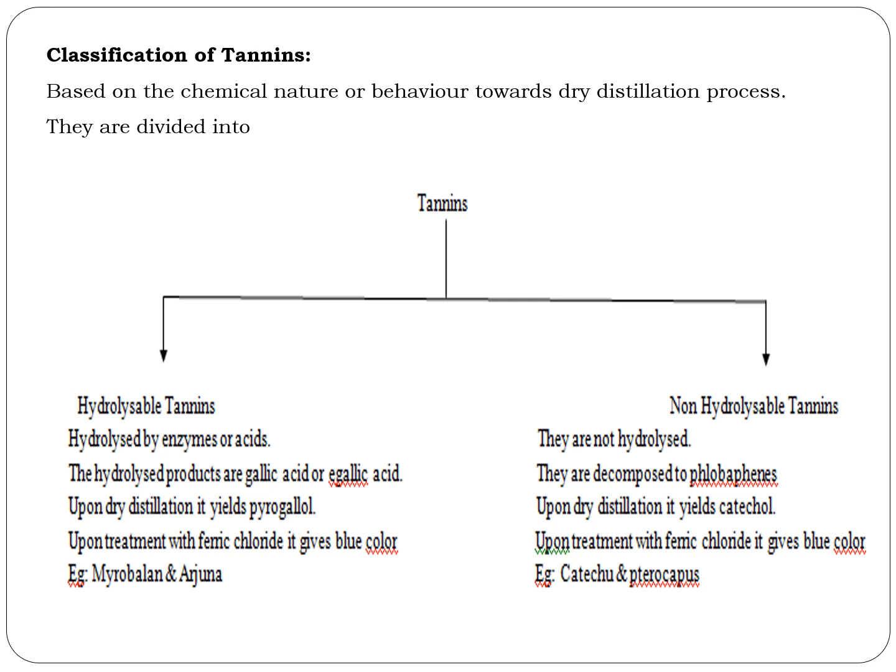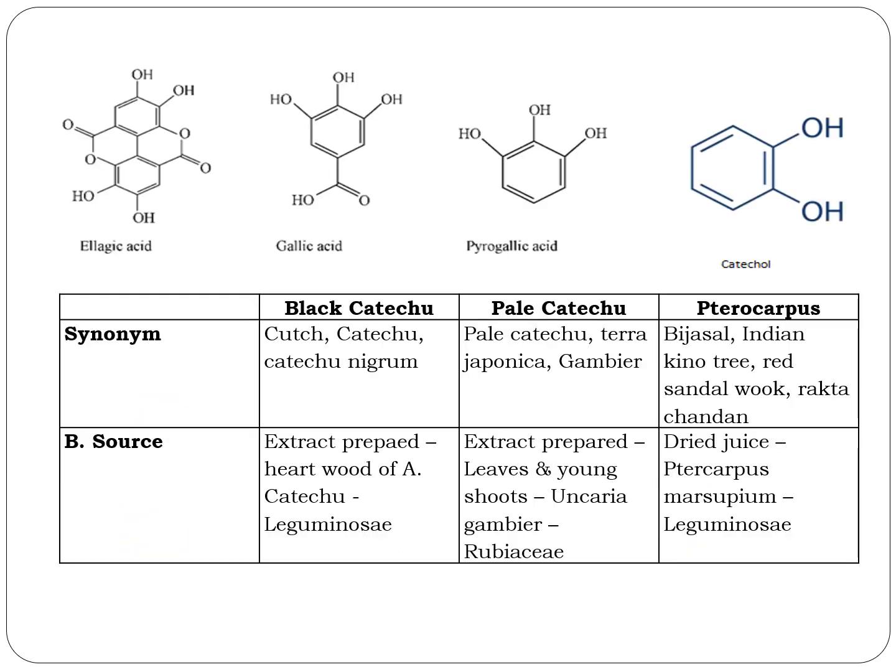Whereas coming to non-hydrolyzable tannins, here they are not hydrolyzed, they are decomposed to phlobaphenes. Upon dry distillation, it yields catechol, and upon treatment with ferric chloride, it gives a green color. These are the structures of gallic acid, pyrogallic acid, and catechol. Let us see a few examples of tannins.